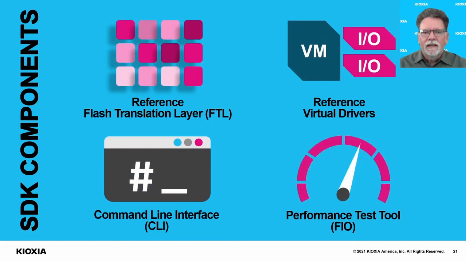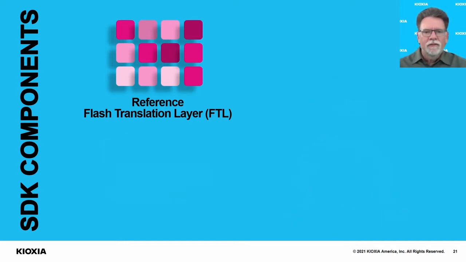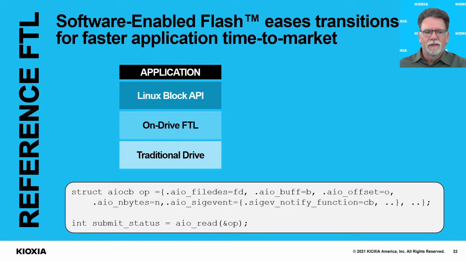Now I'll begin talking about the software development kit itself. The software development kit has four main components: the reference flash translation layer, or FTL, the command line interface, the reference virtual drivers, and a performance testing tool. The first part of the SDK that we'll be talking about is the reference flash translation layer. This is responsible for mapping logical addresses into physical locations within the Ceph unit itself, as well as controlling all maintenance functions within the Ceph unit.